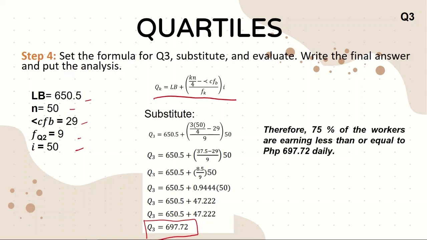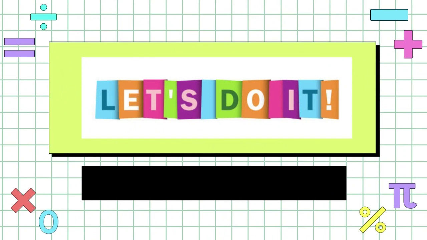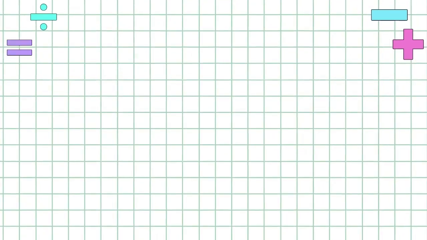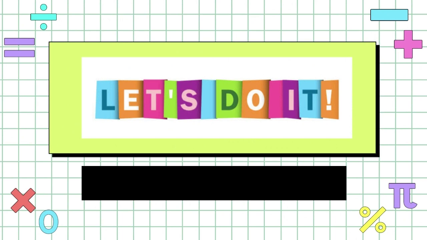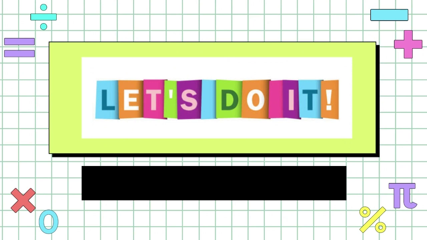As a result, we have to interpret this data. Since quartile 3 is 75% of the data, 75% of the workers are earning less than or equal to 697.72 pesos daily. Okay, so before we proceed to finding the D2 and the D7, please pause this video and try to answer decile 2 and decile 7.